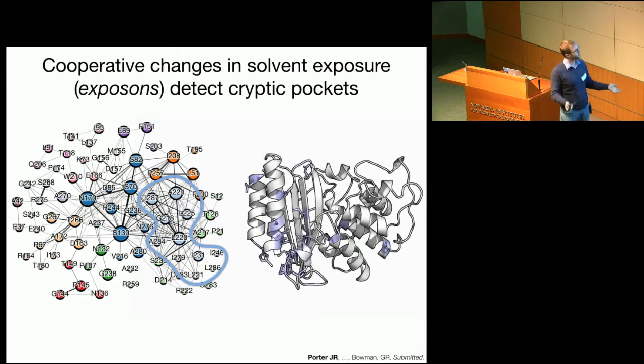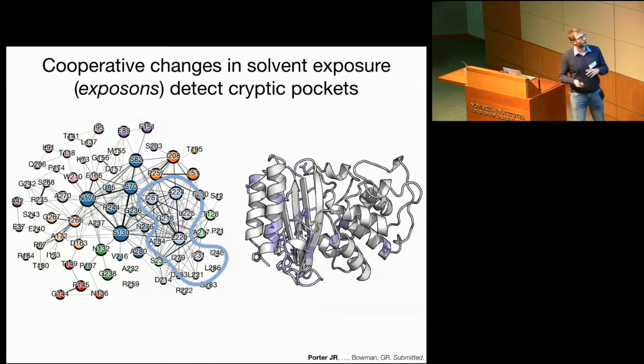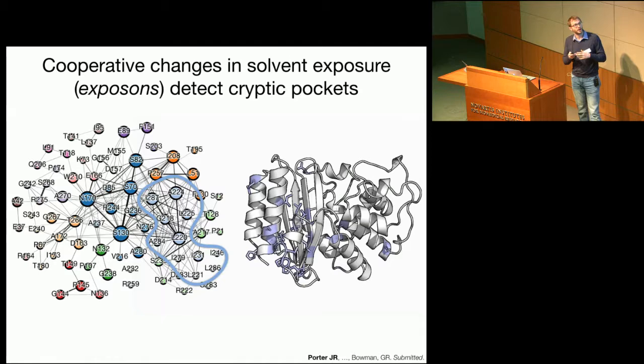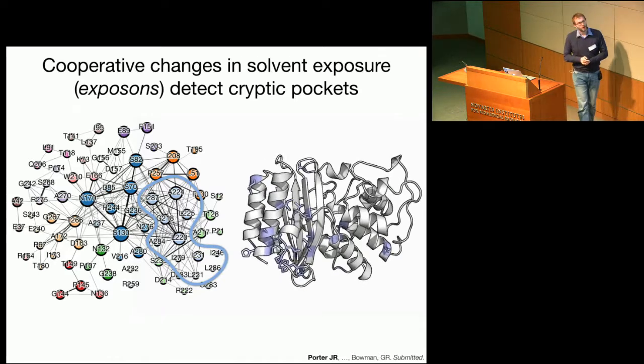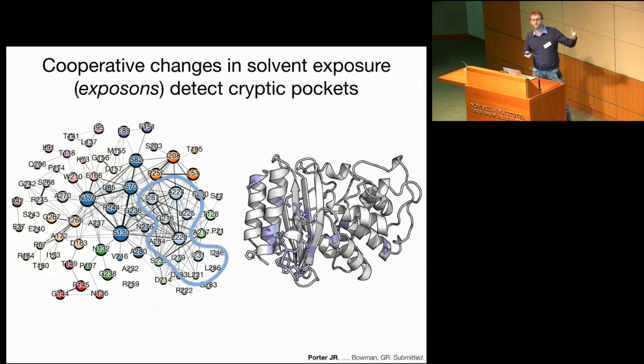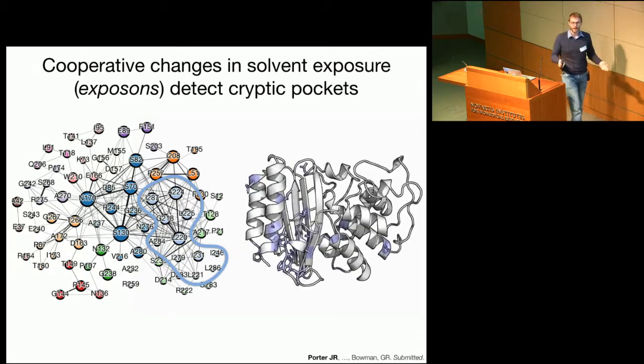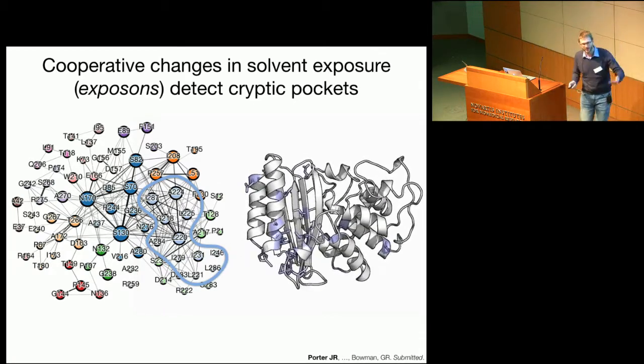And so that's nice. It would help us understand what an exposon is doing. But we'd like to be able to compare what we've discovered with an experiment, if we don't already have a ligand to get a co-crystal structure with.